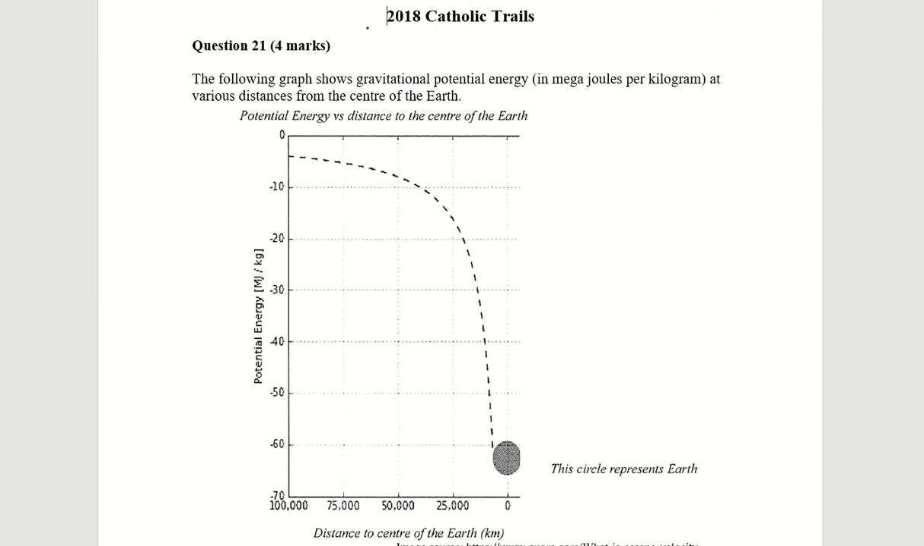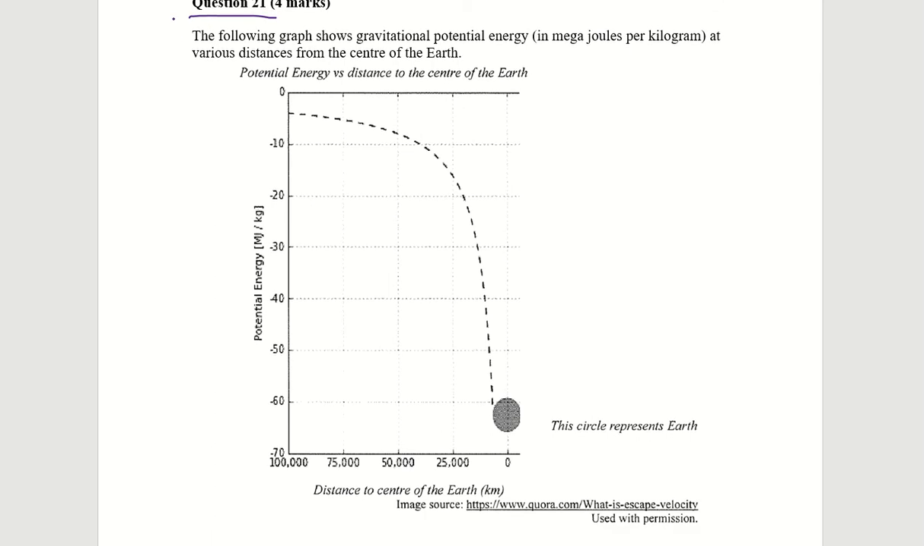All right, so today we have the 2018 Catholic Trials paper, question 21. And in the question, we have this particular graph of gravitational potential energy in megajoules per kilogram at varying distances from the center of the Earth, where this 0 here is the center of our planet.